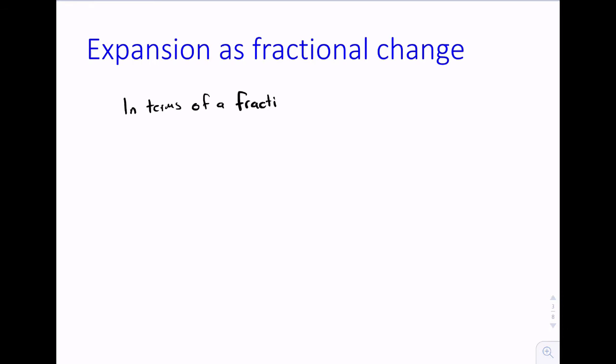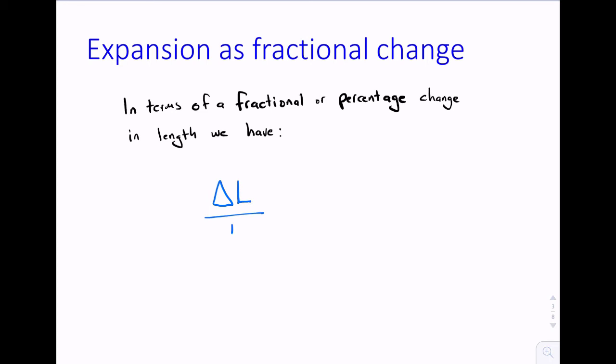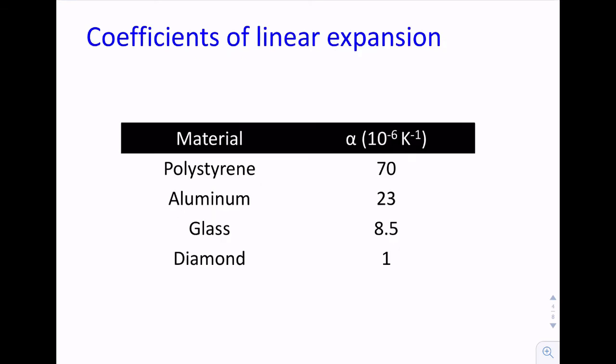It may be easier to think of this in terms of fractional or percentage change in length. So we can rearrange the equation to show that delta L over L naught equals alpha delta T. This helps us understand that each bond in the material is expanding by the same amount. Here is a table of some coefficients of linear expansion. They are very small numbers, as materials do not change much with temperature, and so they are often given in parts per million per Kelvin, so 10 to the -6 Kelvin to the -1.